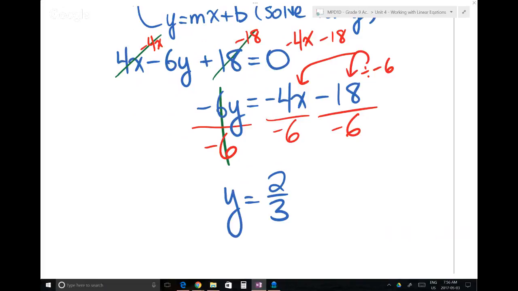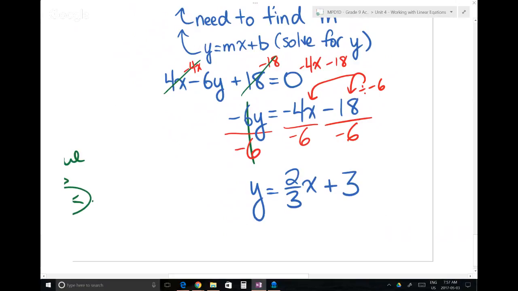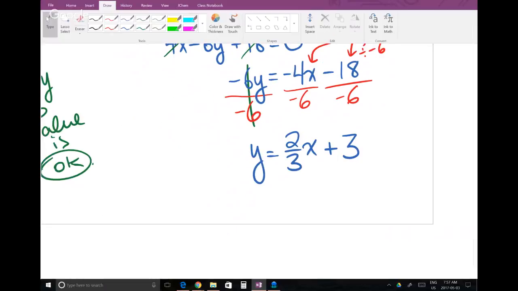If you'd written negative 4 over negative 6, you'd still be right. It just would be, again, kind of a messy answer. And negative 18 divided by negative 6, well, two negatives make a positive, I know that. And 18 divided by 6 is, that's right, Jacob, 3. And there we go. So that's the original equation.